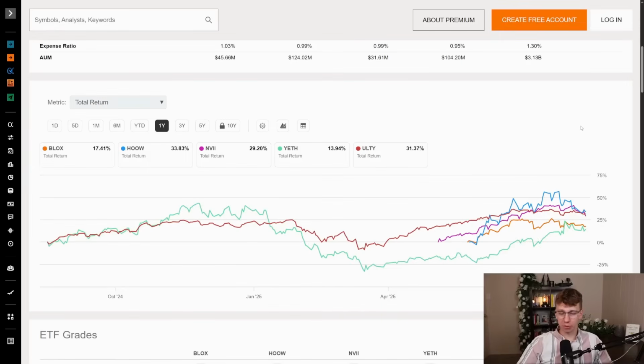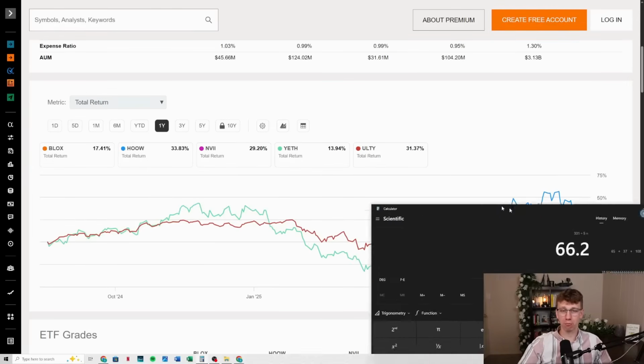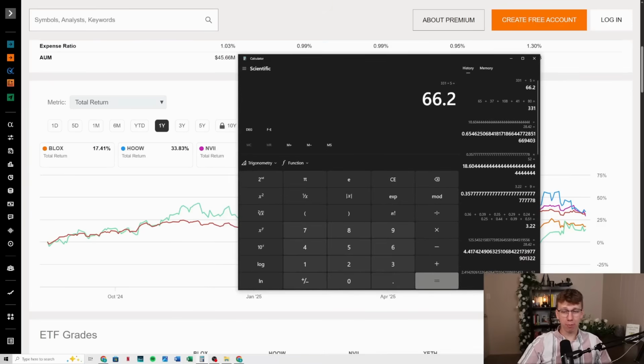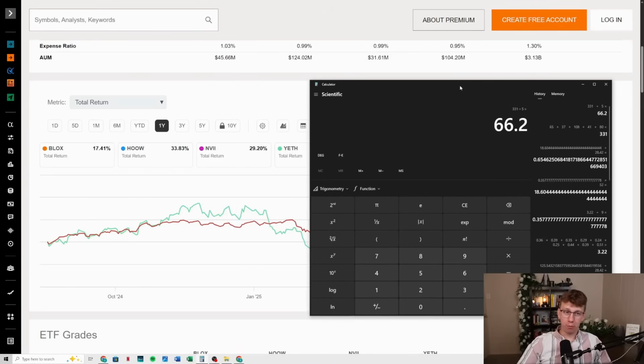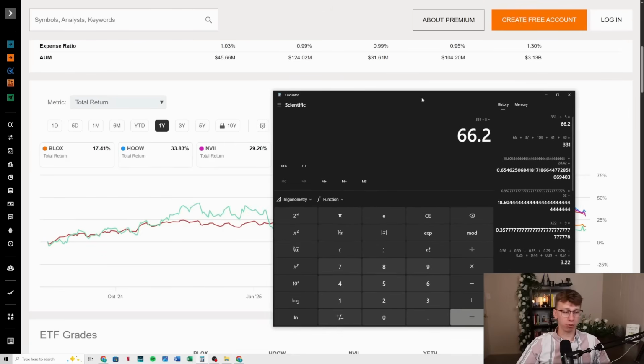I ran the numbers. It took quite a bit of math, and our total dividend yield for the portfolio, 66.2%. Now, the winner for yield is HOOW, returning like 108% if it continued on the current trend, which it probably won't. Again, the yield on those can be so variable depending on the underlying performance.